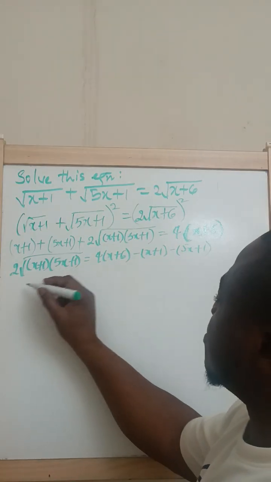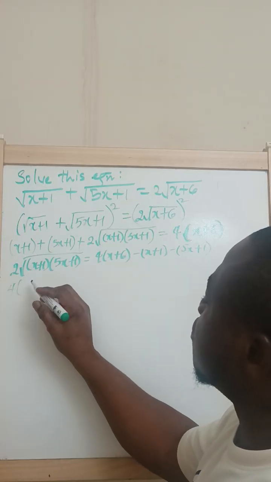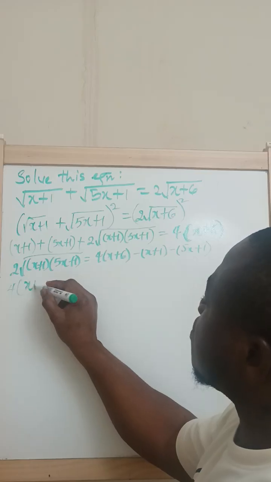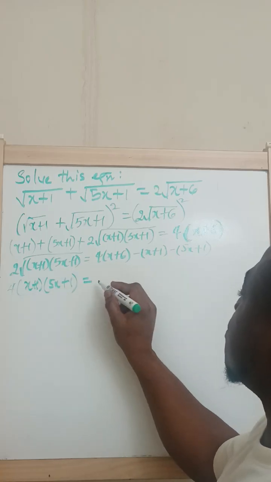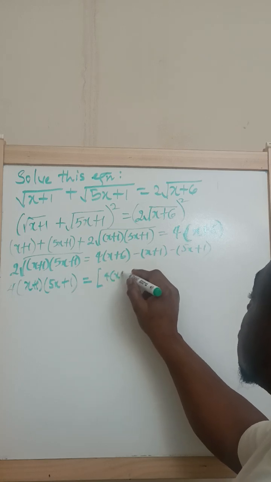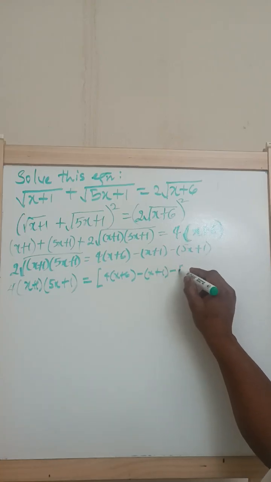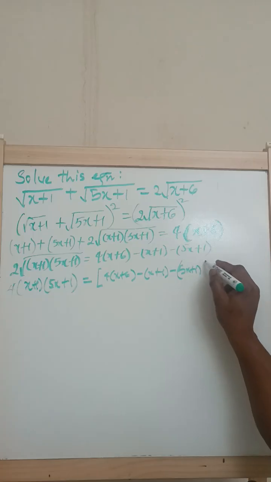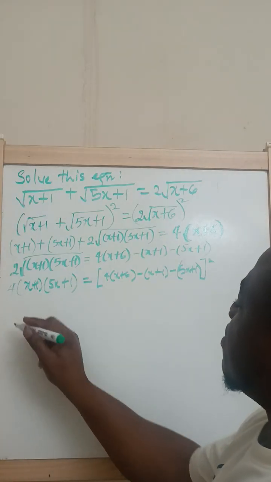So when we square both sides, that's going to be 4 into x plus 1, then 5x plus 1. So this is now going to be squared. Everything here will be squared: 4 into x plus 6 minus x plus 1 minus 5x plus 1. So everything will be squared because we have squared both sides. Okay, so we just need to simplify this further.